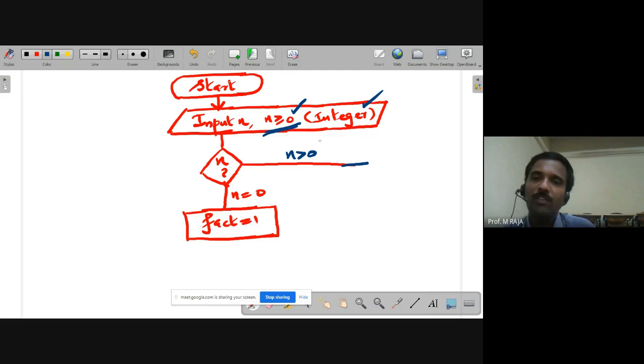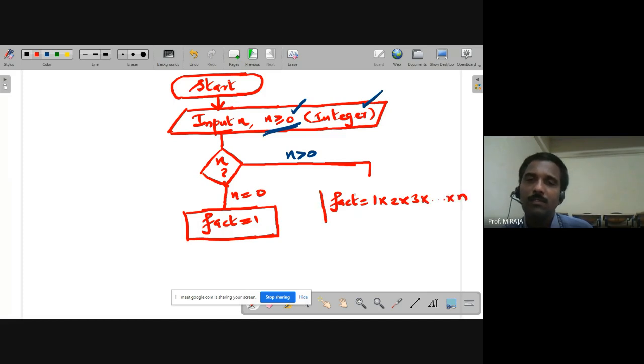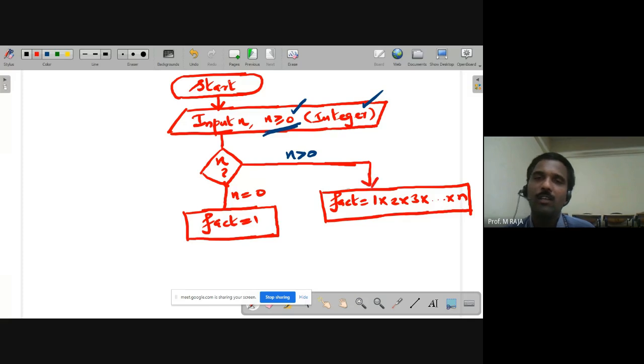Or at the simplest level, here I write: in this case, when n is greater than 0, one can write fact is equal to 1 into 2 into 3 into etc. n. Okay, basically let us try to write this one. Fact is equal to 1 into 2 into 3 into etc. n. Flow arrow mark is important.